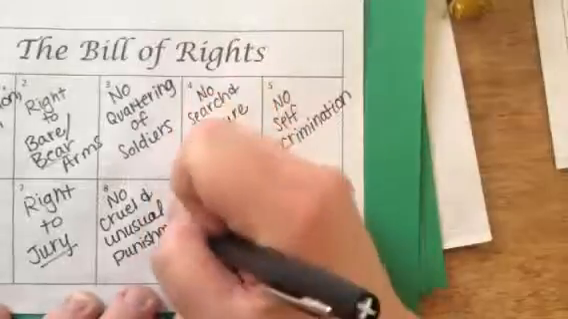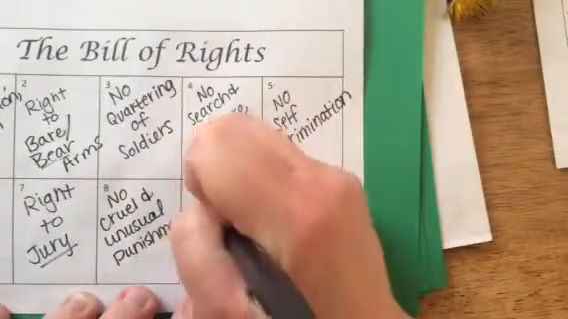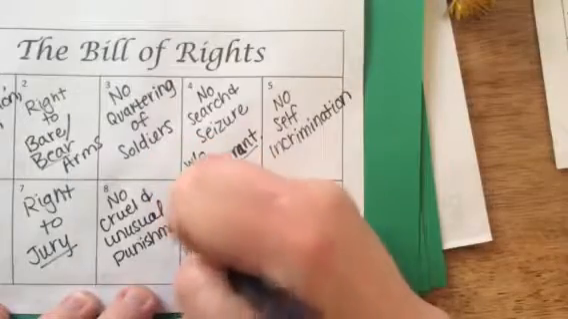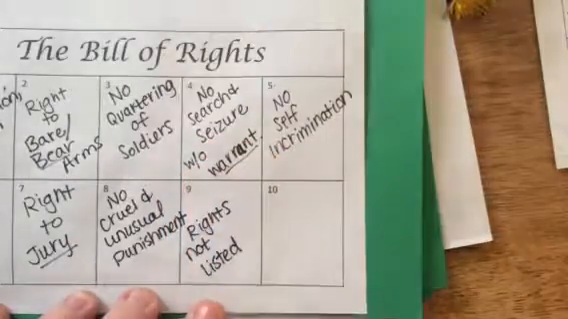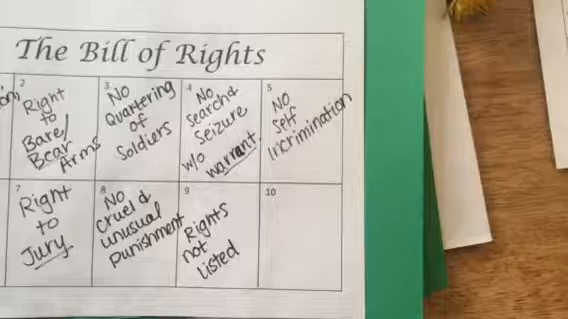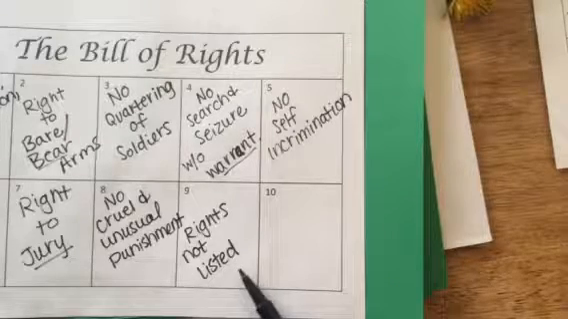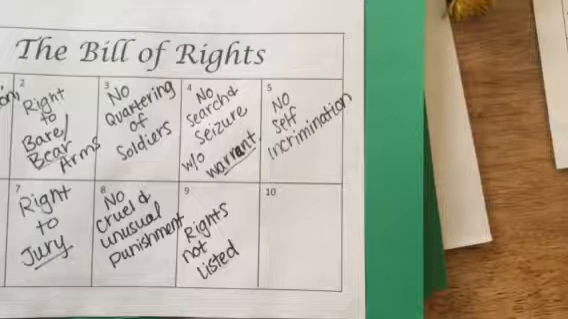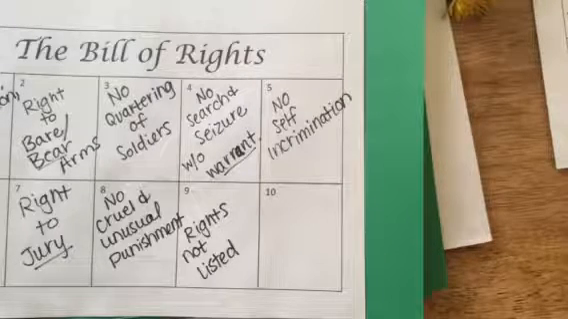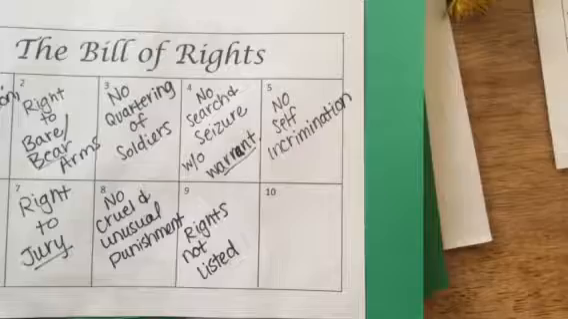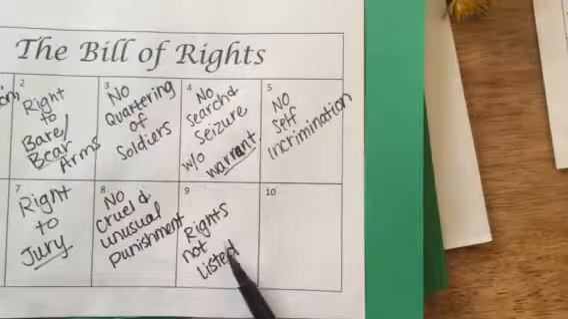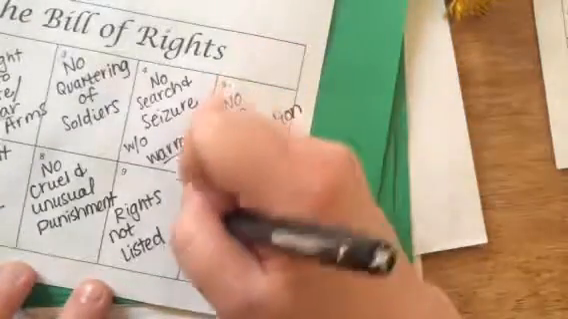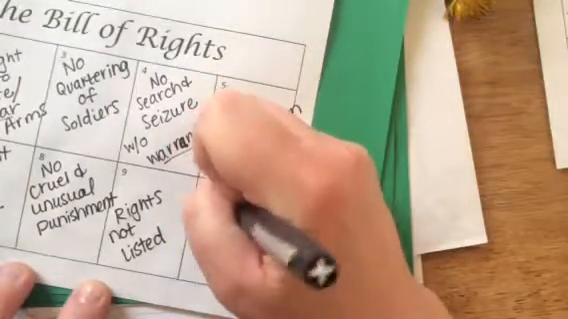Okay, number 9 is rights not listed. And if you're trying to figure out what that means, so are other people. So are Americans. This is commonly cited as like a right to privacy, but it means that individuals have rights that are going to change over time, and they're not written down in the Constitution, but they're still rights that you have.